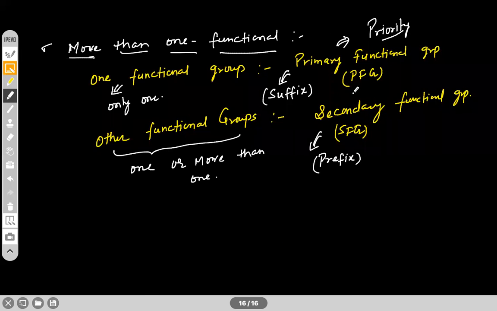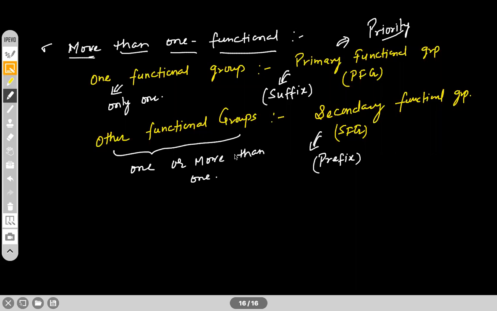Any doubt? So we should know the priority order of the functional groups. Yes or no? Correct? So based on the priority, suppose we have 2-3 different functional groups present in the molecule. The one which has the highest priority becomes the primary functional group, and we write the suffix of the primary functional group for the IUPAC name of the compound. Right? Other one is secondary.